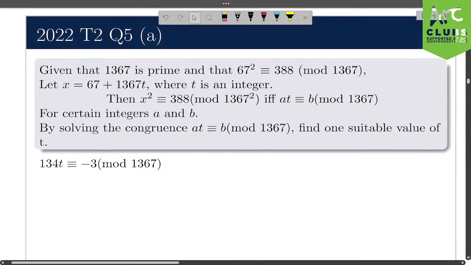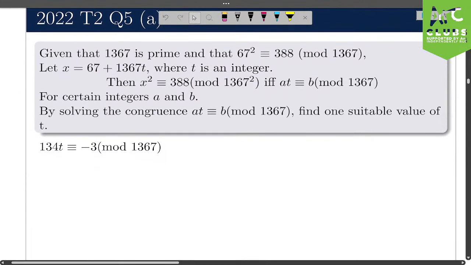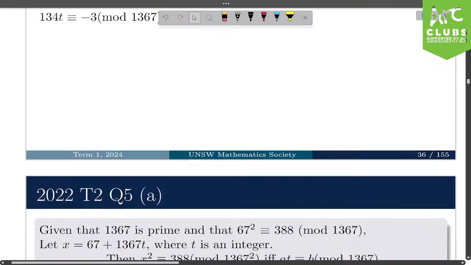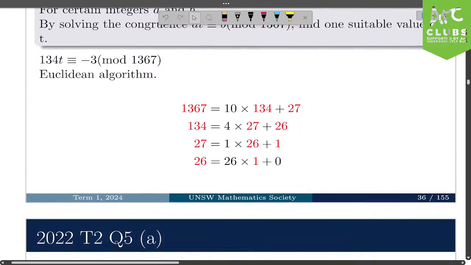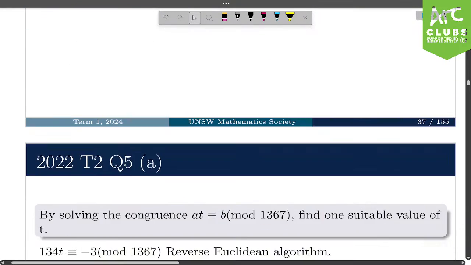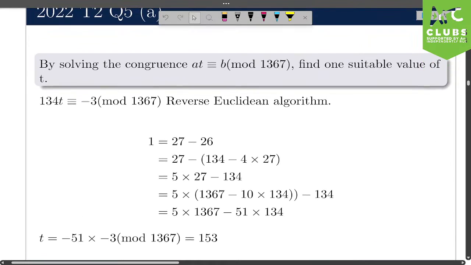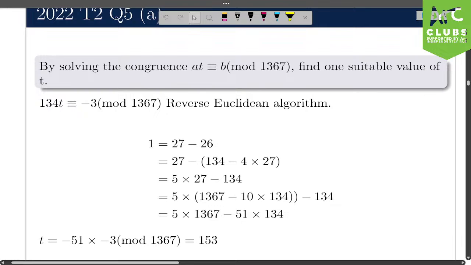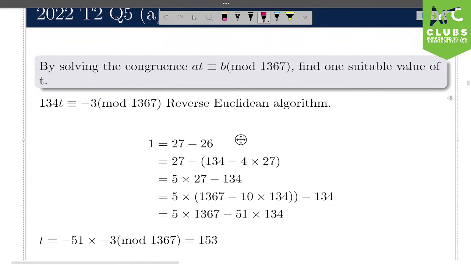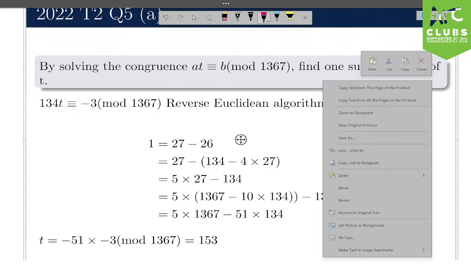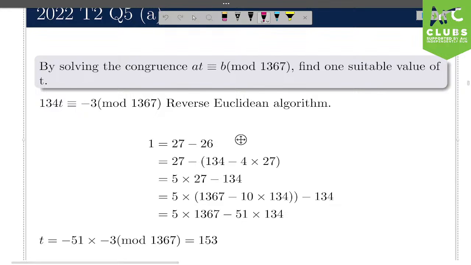Right. So how would we solve this? We already went through how you'd solve this. It's just we perform the Euclidean algorithm, and then from there we do the reverse Euclidean algorithm. I'm not going to go through it again because it's the same as last time. So, oh wait, okay. From there we use the Euclidean algorithm, then the reverse Euclidean algorithm.